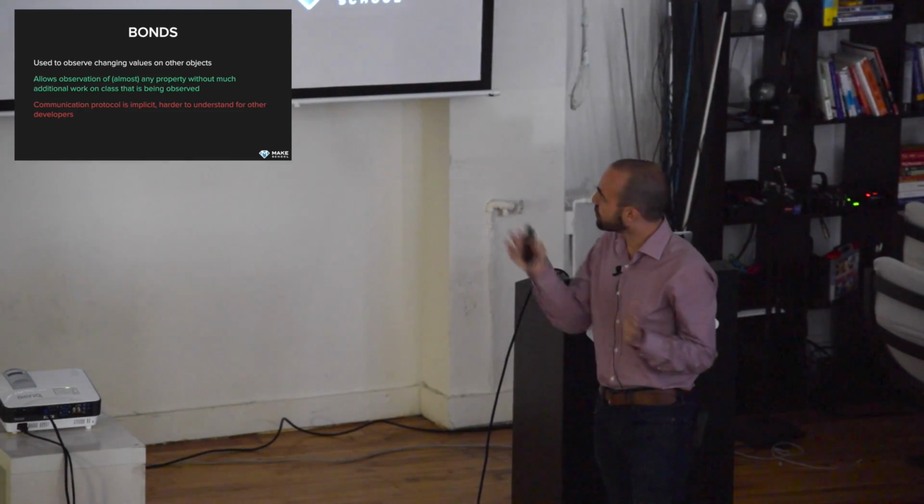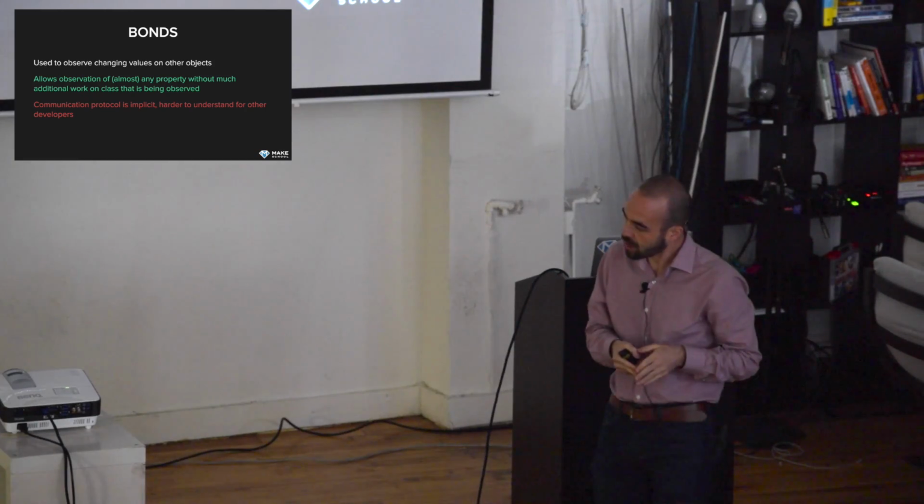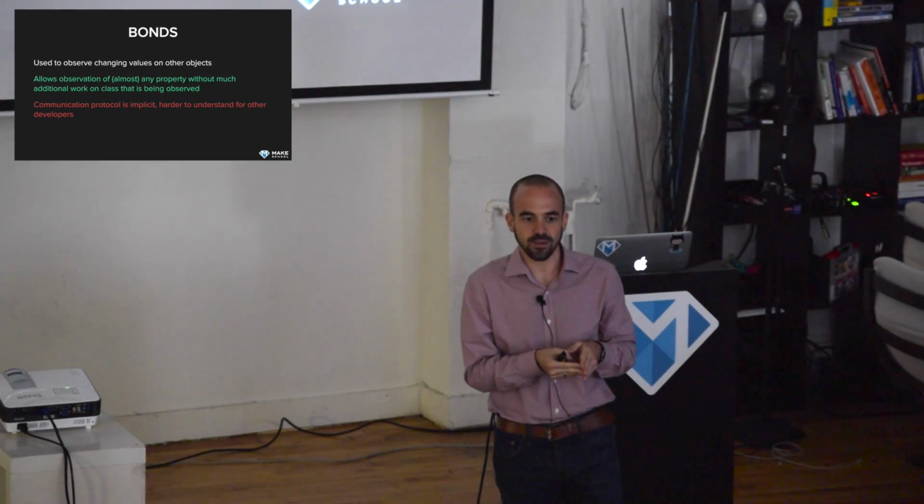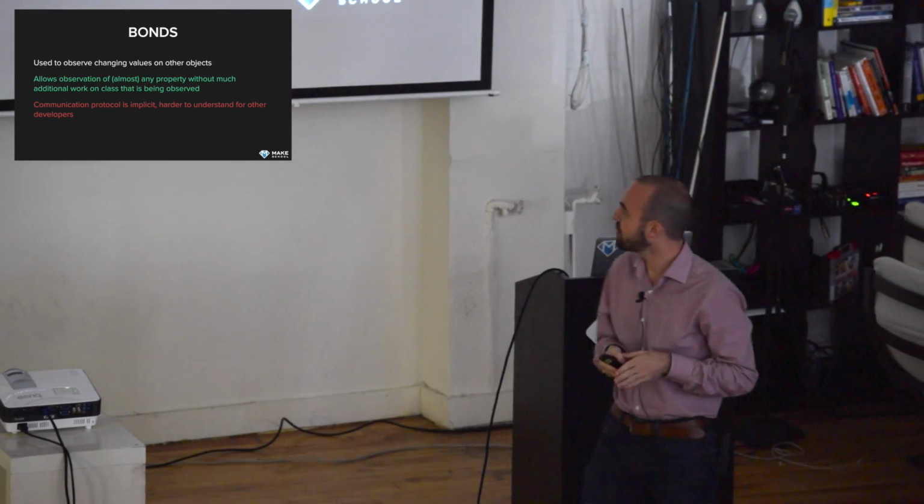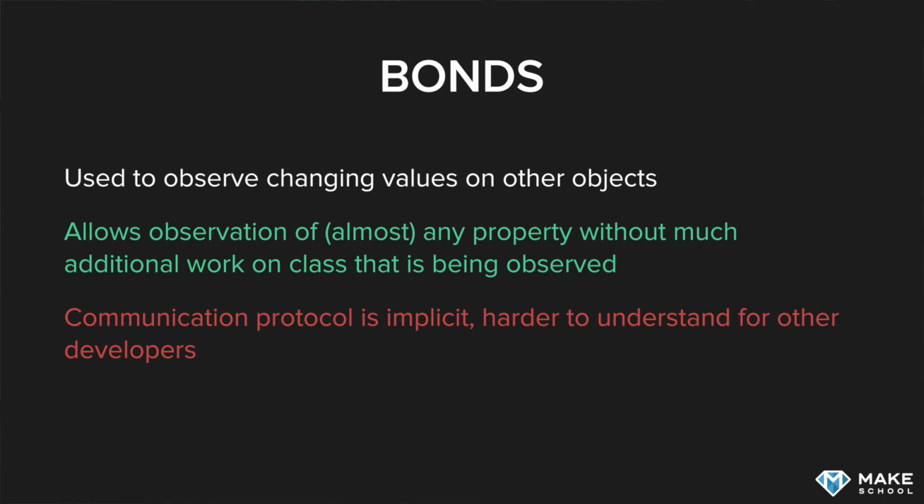So Bonds, what are they used for? Observing changing values on other objects. So essentially the same as key value observation, but updated for Swift. It allows you to observe almost any property, given that we have to have access to the class that we want to observe. We cannot observe existing classes, so we can only observe classes we create ourselves. But that's just a minor drawback, I would say.